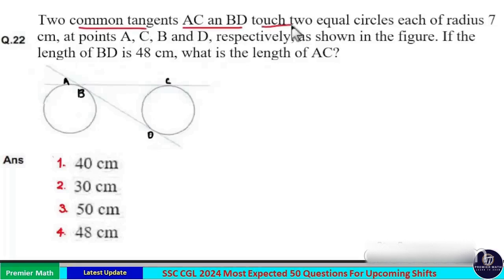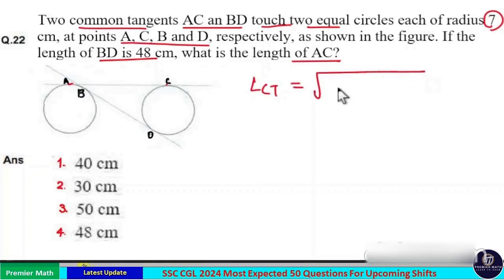Two common tangents AC and BD touch two equal circles, each of radius 7 cm, at points A, C, B and D respectively as shown in the figure. If the length of BD is 48 cm, what is the length of AC? So here we have to find out the length of the common tangent. Length of common tangent is equal to, the formula is root of D square minus (R1 minus R2) the whole square.